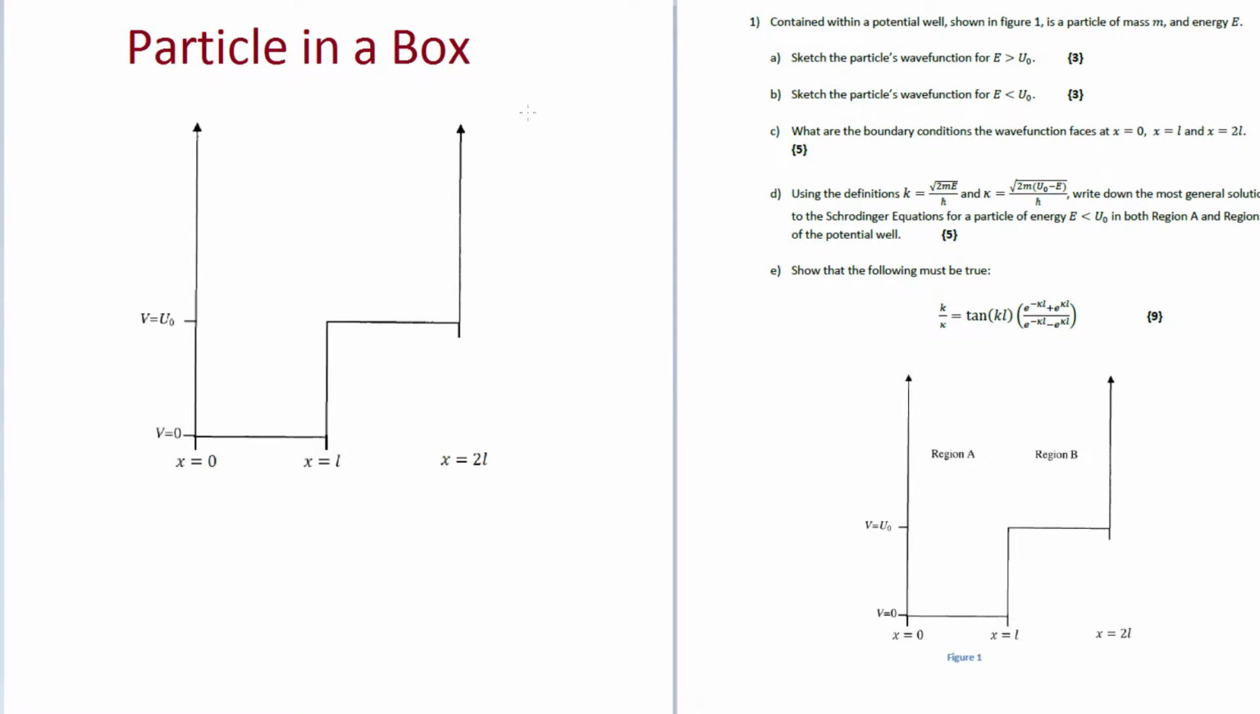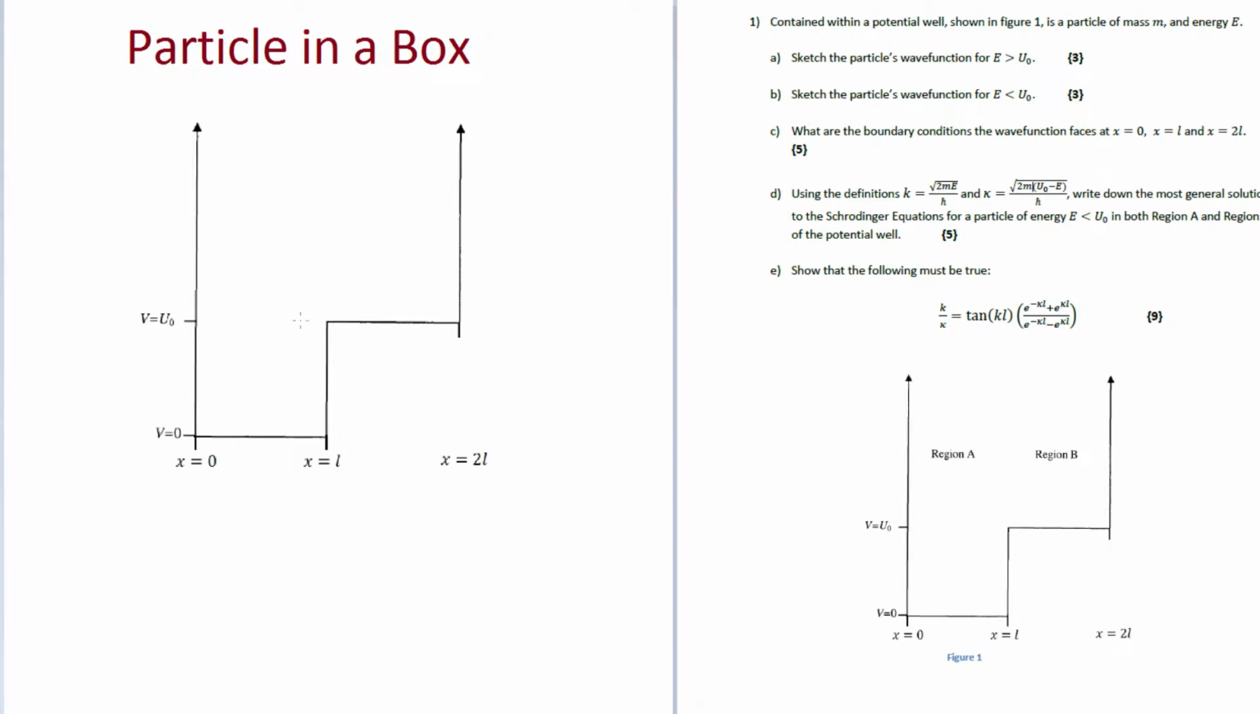So we're starting from 1a and let's see what we've got here. Our question tells us, contained within a potential well, shown in figure 1, so that's down here, is a particle of mass m and energy E. Simple stuff, right? Sketch the particle's wave function for E greater than u0. So let's take a look at what that means.